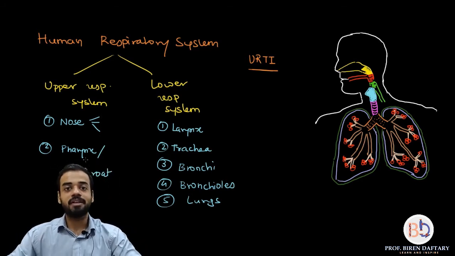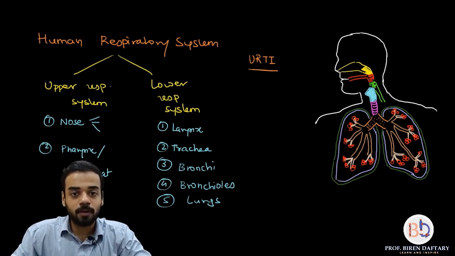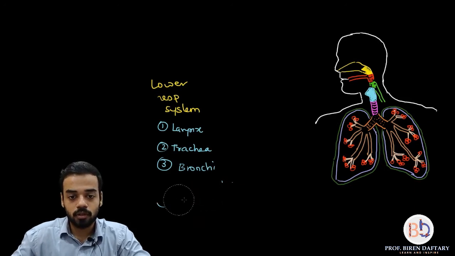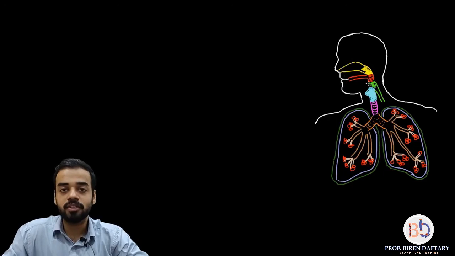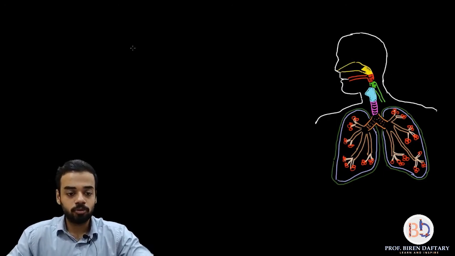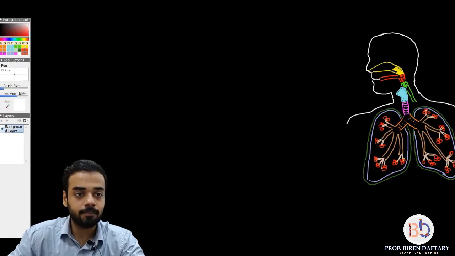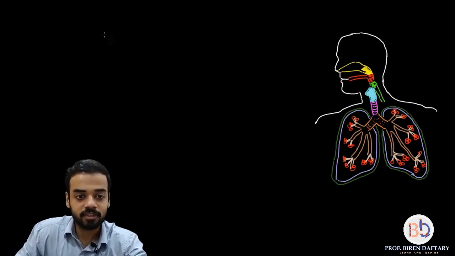Now let us see all the parts one by one. Let us start with the first part of the human respiratory system, which is the nose. The diagram which I have drawn over here is a general diagram, so I am going to draw a slightly bigger diagram so that you can understand. So let us start with the first part, which is the nose.